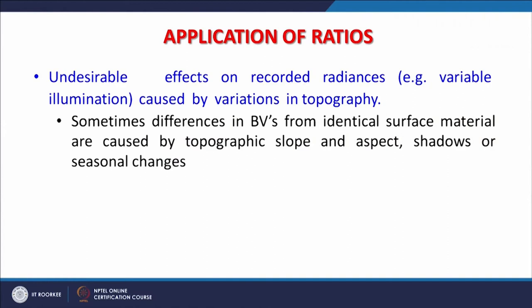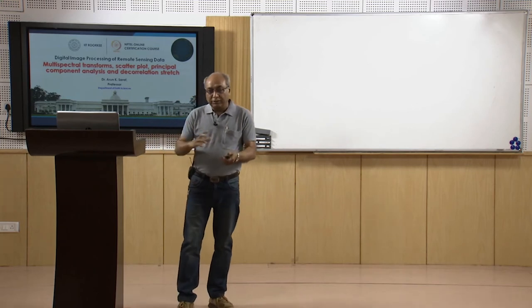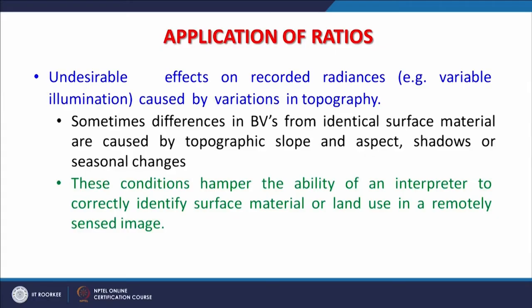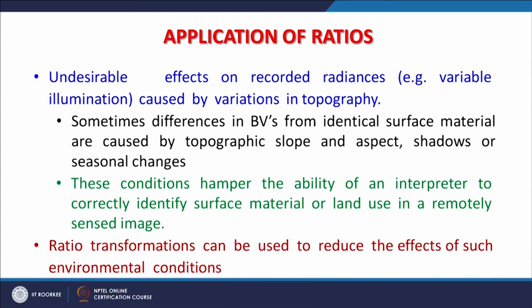Sometimes differences in band values from identical surface materials are caused by topographic slope and aspect, shadows or seasonal changes. So the orientation of slope with reference to the position of the sun will play a major role here, and these conditions hamper the ability of the interpreter, as I have already mentioned, to correctly identify surface materials or land use in remote sensing, and ultimately it will affect our interpretation. And ratio transformations can be used to reduce the effect of such environmental conditions which are present especially in hilly regions.